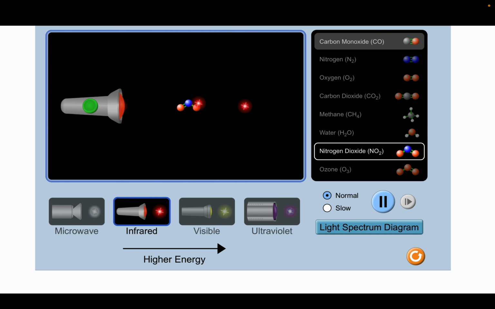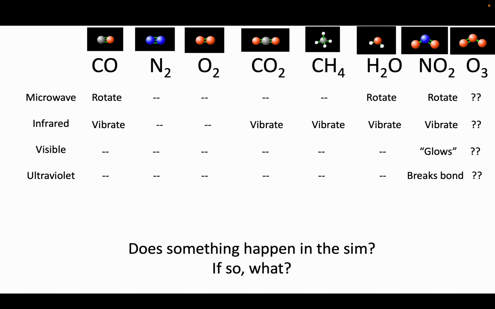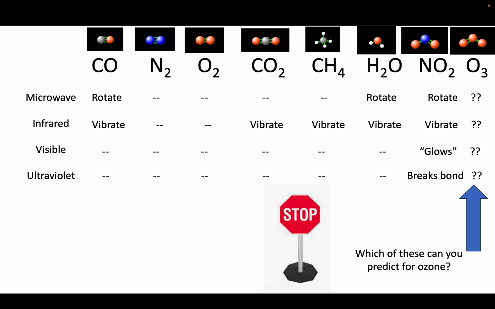So we had quite a few responses when we had infrared radiation. That type of motion corresponds to vibrations. All of the ones that we have listed vibrated except nitrogen gas and oxygen gas. Try to make a prediction. When we test ozone using microwaves, infrared, visible, and ultraviolet, which of these do you think would lead to a response for the ozone molecule?